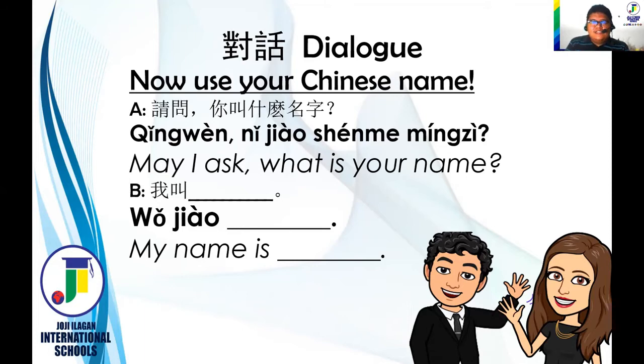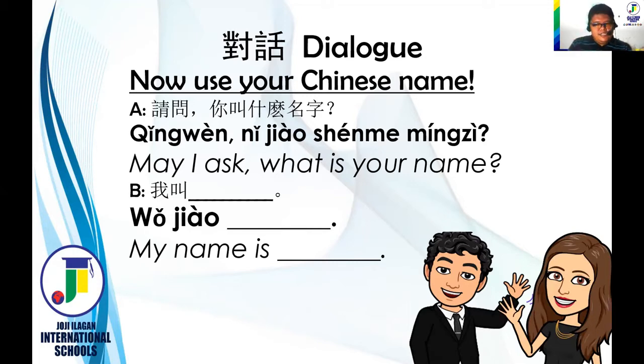Okay, so that is how you answer this question, or ask someone his or her name. So you answer 我叫, or my name is, or I am called by this name. So why not try using this dialogue now? So let me ask you, 请问你叫什么名字? So you have your answer.